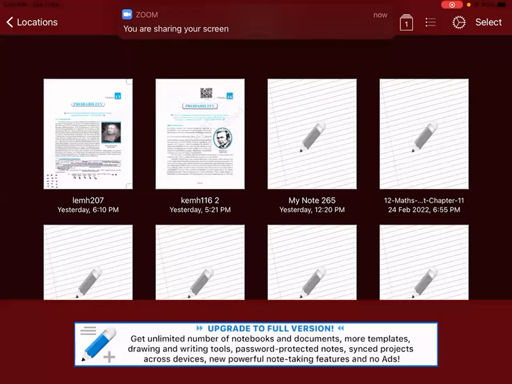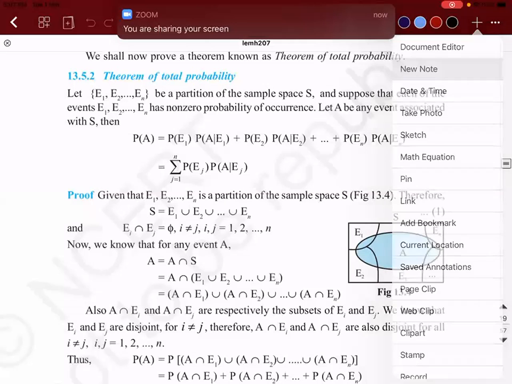So, is there any doubt from the previous topics that we discussed? Is everything clear? Right. So, I am assuming that everything is clear, right? Okay.